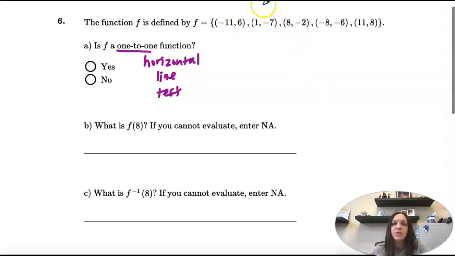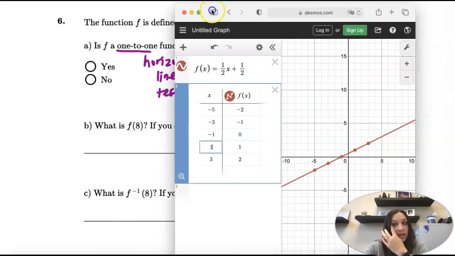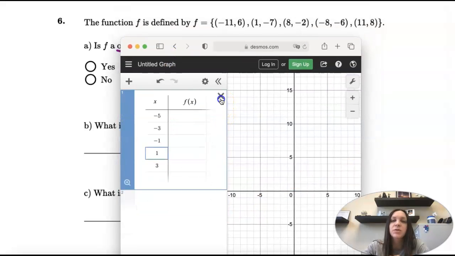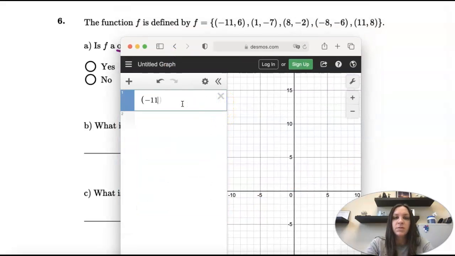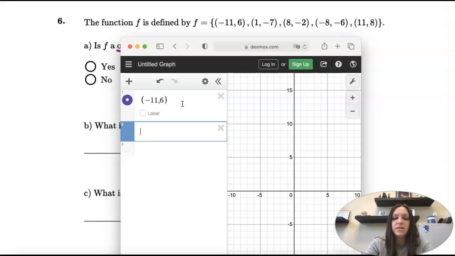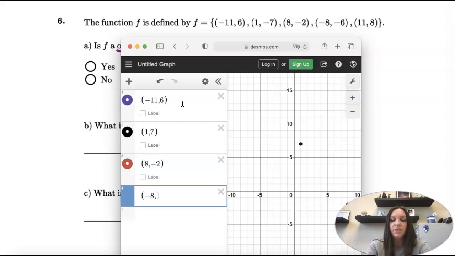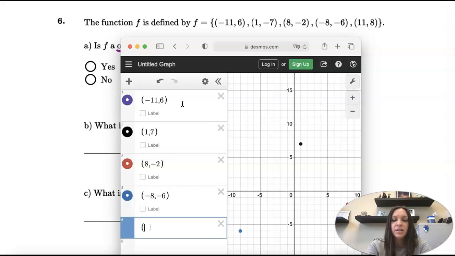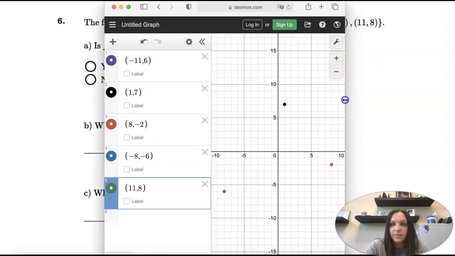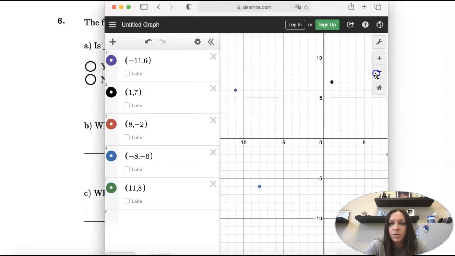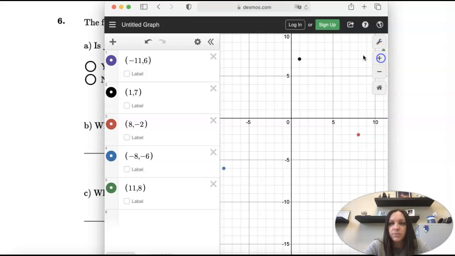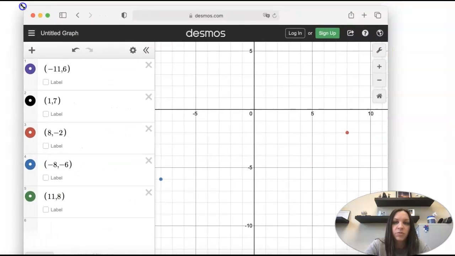Okay, so I'm going to graph these and see if I can get a better visual. So negative 11, 6, 1, 7, 8, negative 2, negative 8, negative 6, and 11, 8. Alright. Just move the window a little bit.